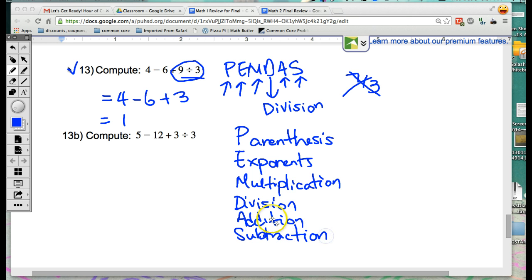So then what I want you to do right now is solve 13B, okay? Ready? Go.